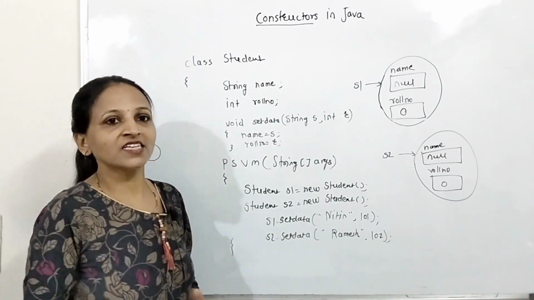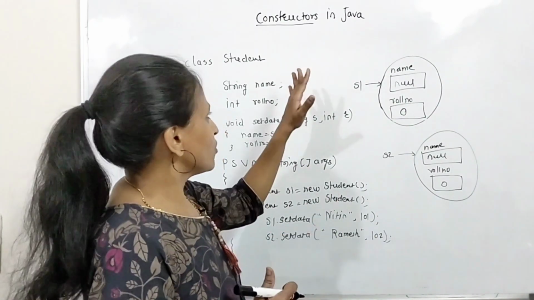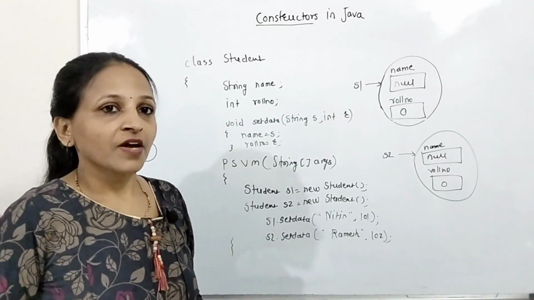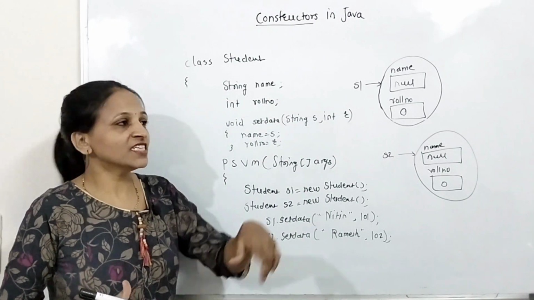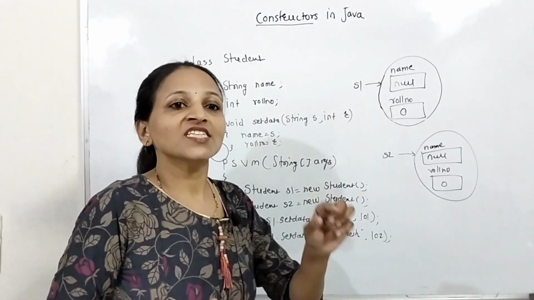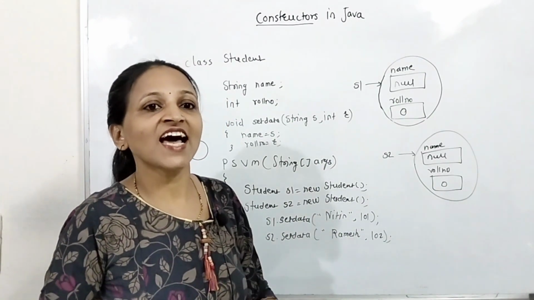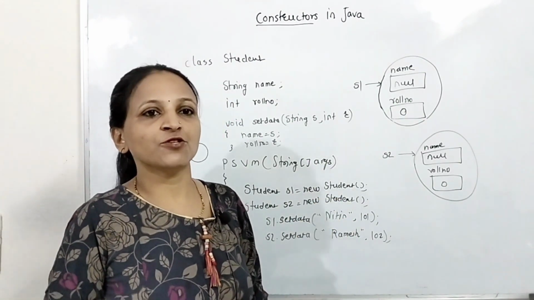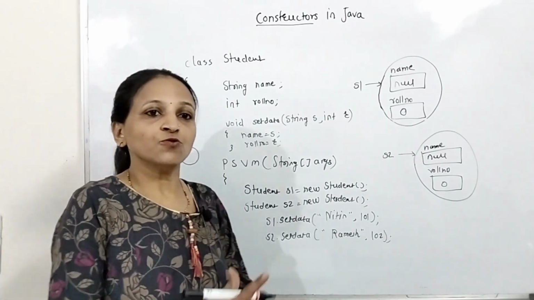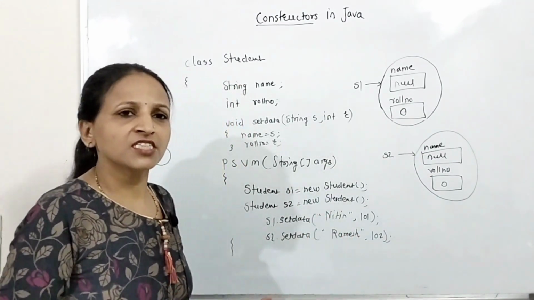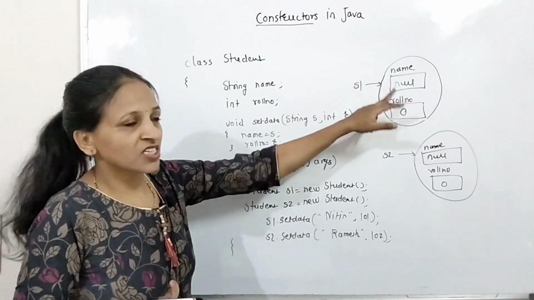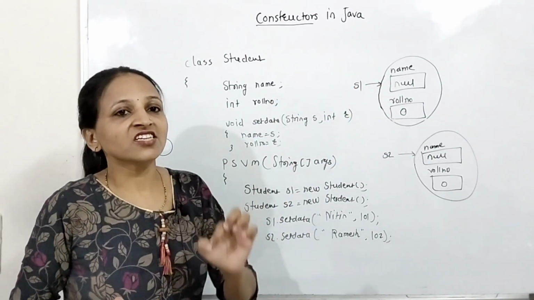Getting? Now how to write constructor, that part I am going to explain. Now see, what is the need of constructor? Are you getting? To initialize the members of the class, we can use constructor concept. To initialize instance variables, to give initial value to the instance variable, we can use constructors concept.